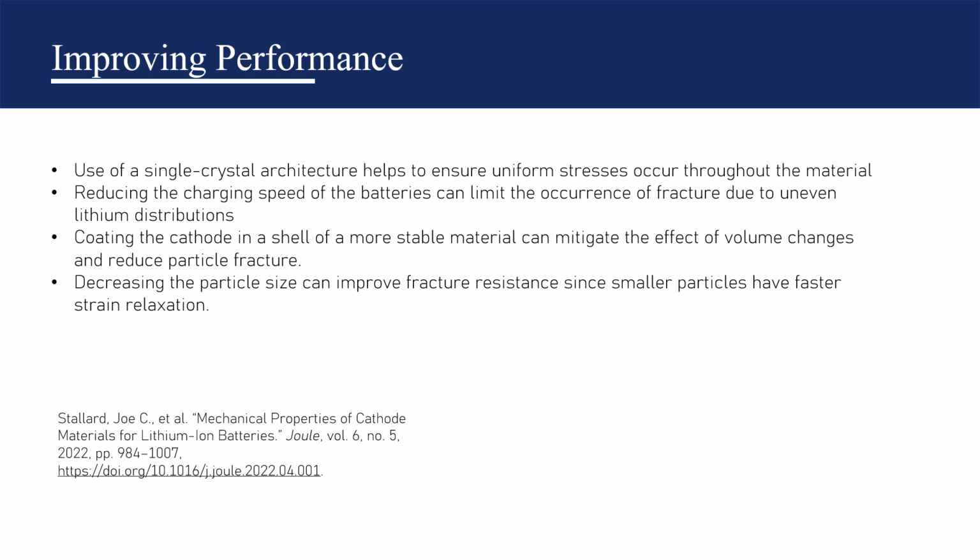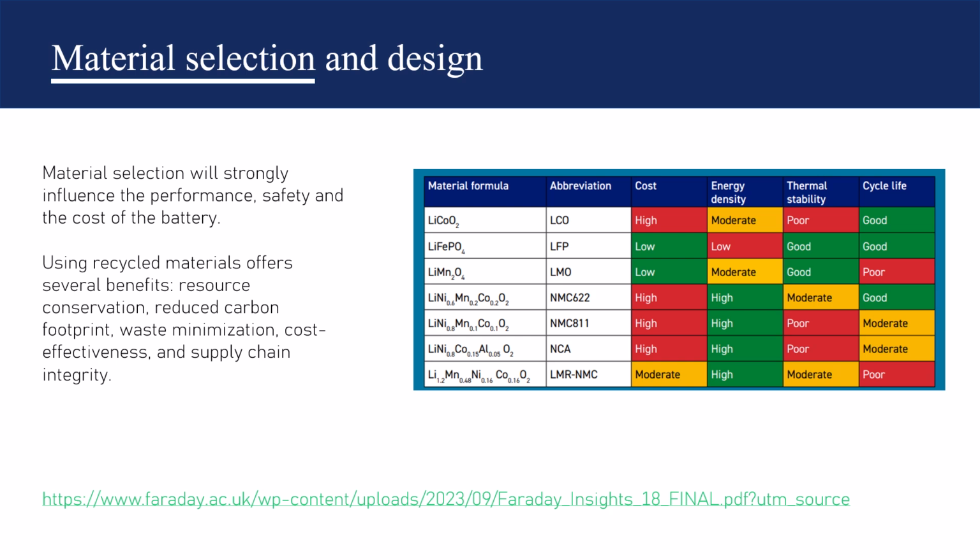Decreasing the particle size can also improve fracture resistance because smaller particles have a faster strain relaxation. Material selection and design: material selection will strongly influence the performance, safety, and the cost of the battery. Using recycled materials offers several benefits: resource conservation, reduced carbon footprint, waste minimization, cost effectiveness, and supply chain integrity. The chart shows a material formula used to form cathodes, and it also shows the cost, energy density, thermal stability, and cycle life of each material.